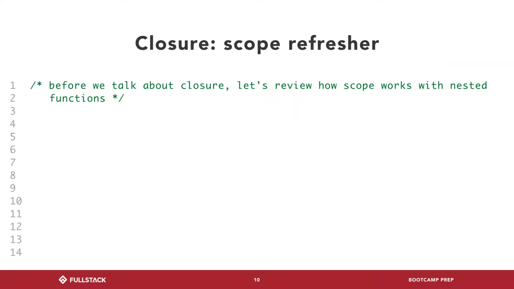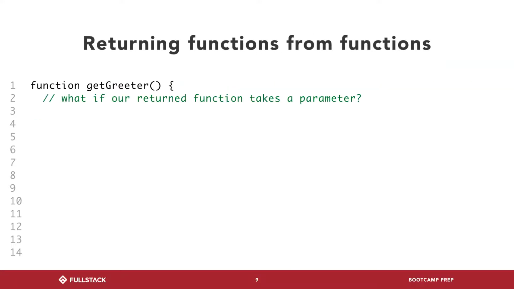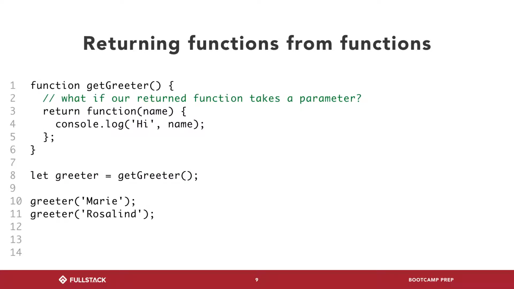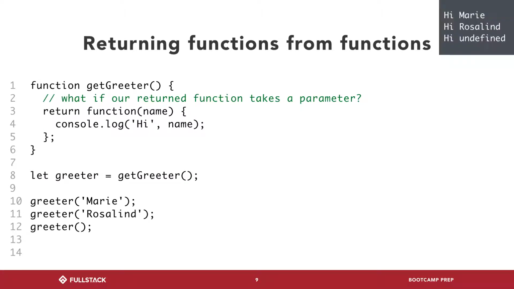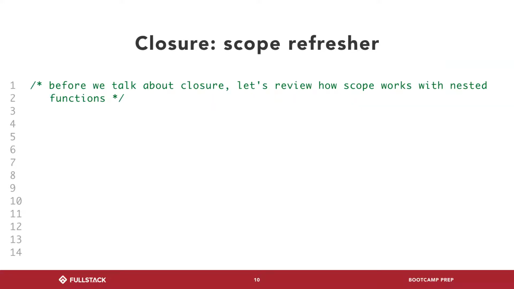And if we keep going down this line, one of the things we're going to talk about is, okay, why would I ever want to actually do this? What's the point of returning a function within another function? That hits upon something called closure. So before we talk about closure, let's talk about scope again.